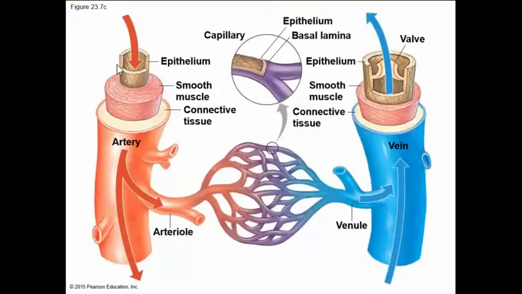So, arteries consist of a single layer of epithelium surrounded by smooth muscle and connective tissue. Arteries have very thick walls. Veins have thinner smooth muscle walls, but other than that, their structure is similar, but veins also have the one-way valves.